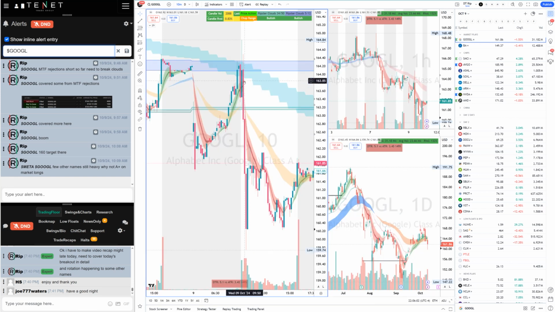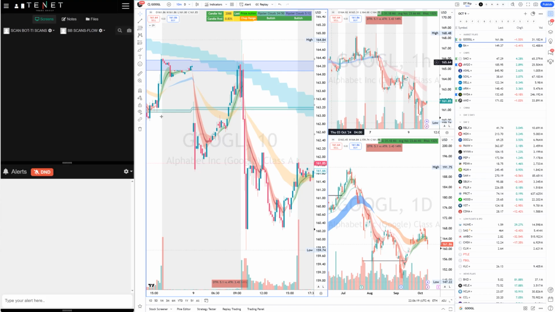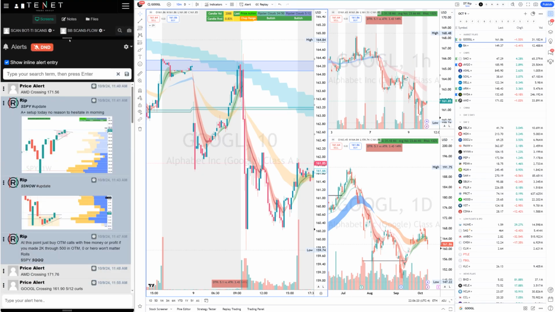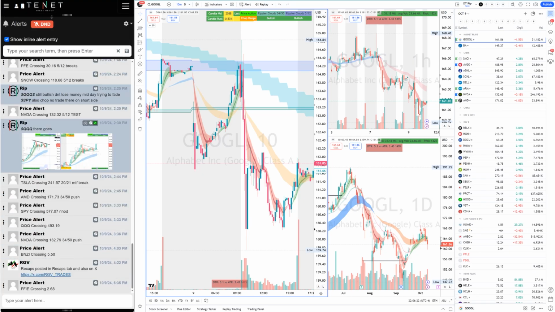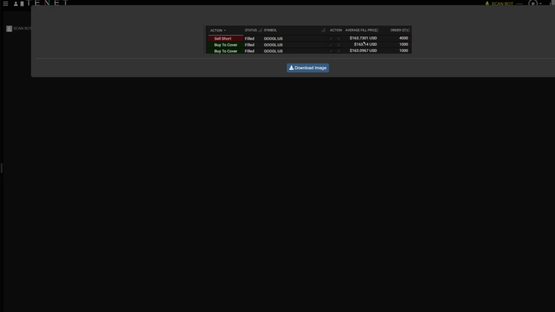Initially it was pushing, so I didn't do anything, but then I saw the rejections and the market heavy. Right away I took a short because it gave me a very nice opportunity. Let's see if I can show you. So I shorted close to 164, 163.73.